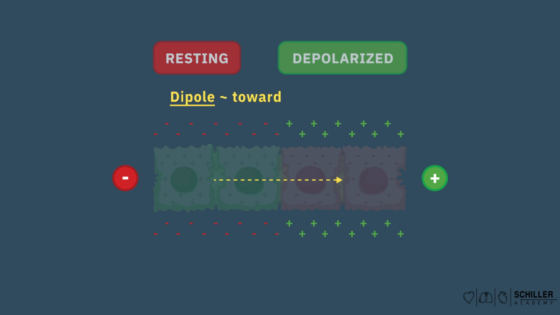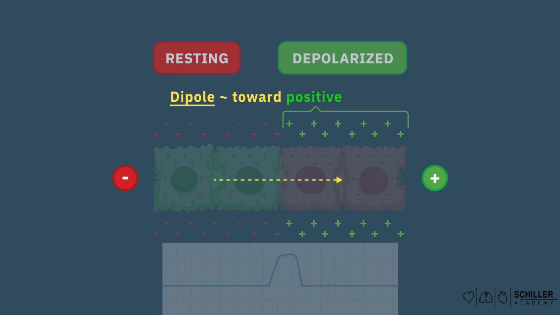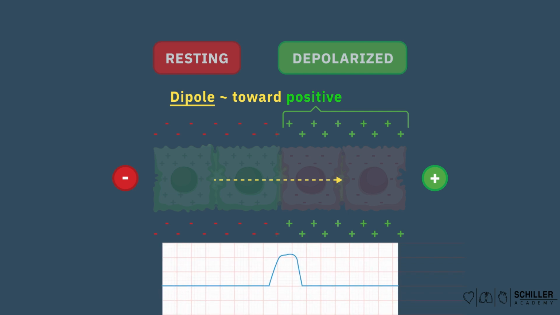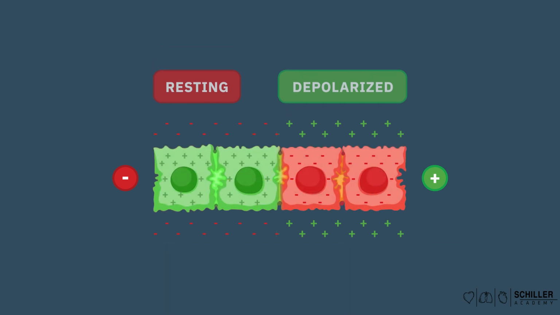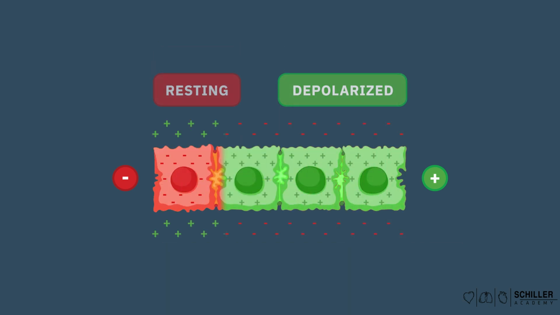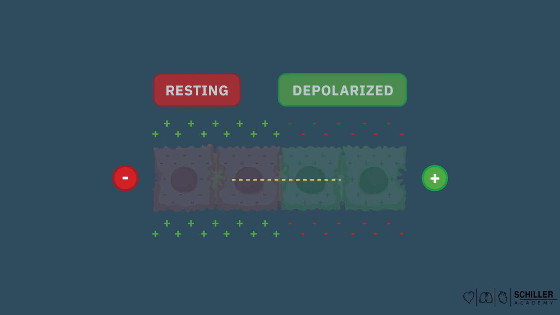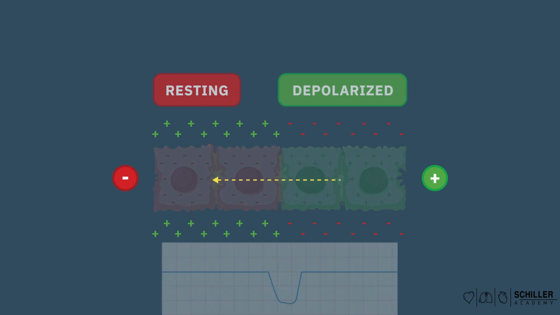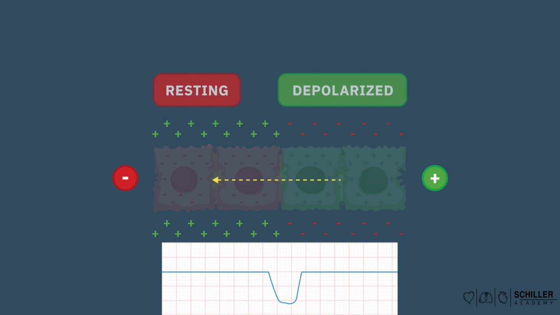When the dipole points towards the positive electrode, the ECG tracing shows a deflection which, by convention, is positive. The larger the dipole, the larger the deflection. Later on, a wave of repolarization goes through, where the vector dipole faces the opposite direction, which leads to a negative deflection on the graph.